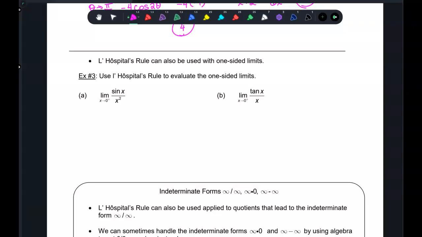All right, one-sided limits, same thing, right? So what happens in A, we have a vertical asymptote. But it's still 0 over 0. So cosine x over 2x. Now be careful here. The numerator would now be 1 over 0, so that does not exist, and it also goes to infinity.